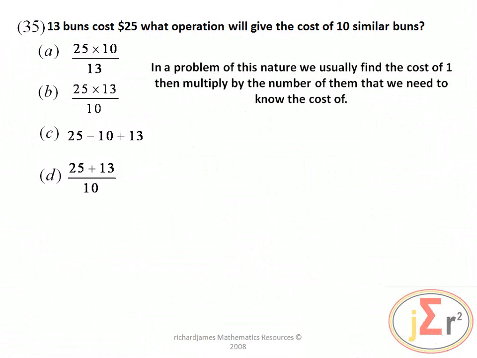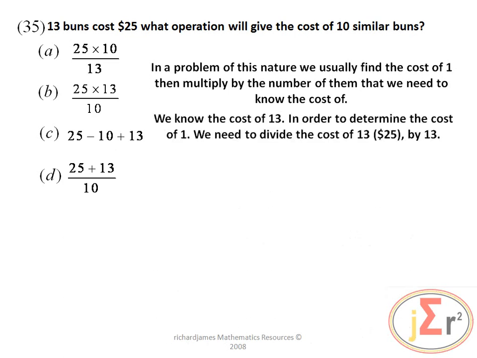$13 buns cost $25. What operation will give the cost of 10 similar buns? In a problem of this nature, we usually find the cost of 1, then multiply by the number of them that we need to know the cost of. So we need to know the cost of 10. So in the end, we are going to multiply by 10. But we need to find the cost of 1 bun.